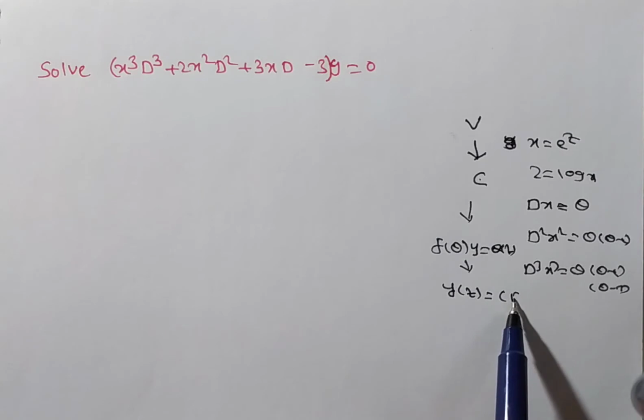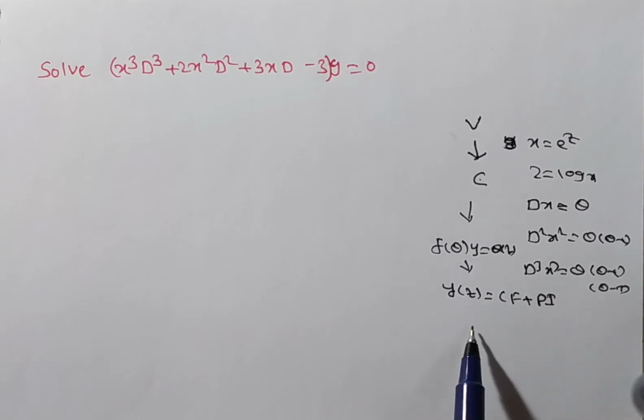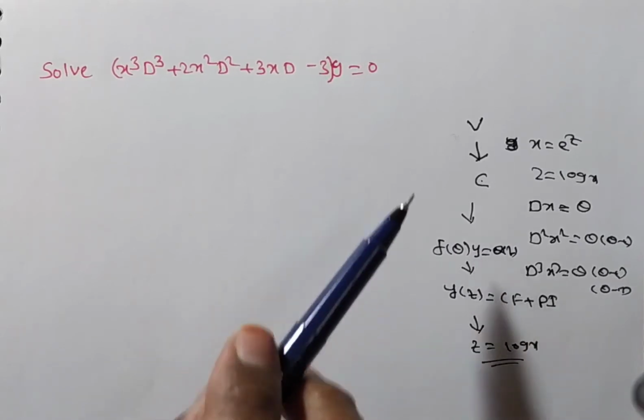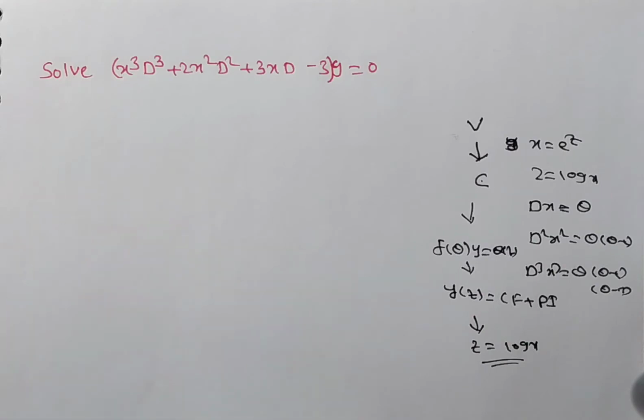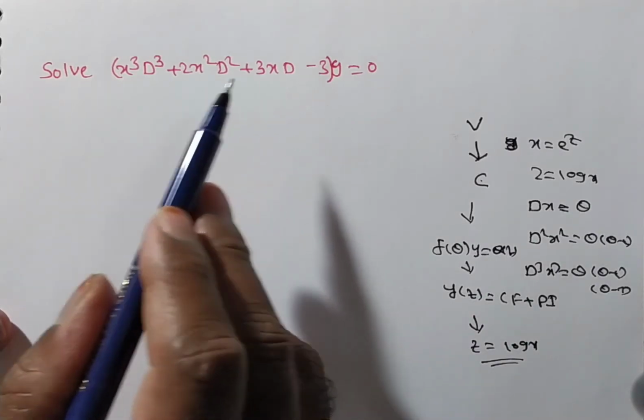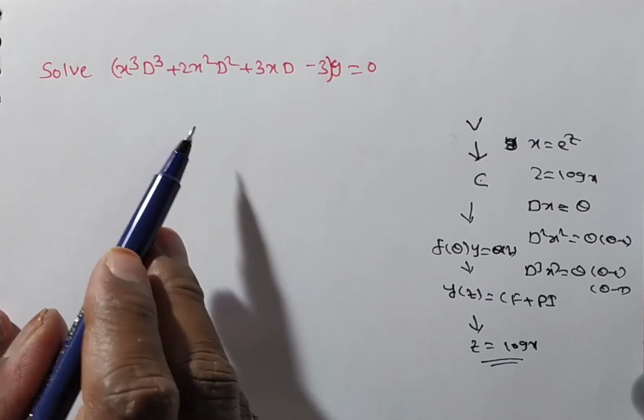Then the general solution is y(z) = complementary function plus particular integral. After finding this, we have to replace z by log x. Then you will get the general solution. These are the steps we have to do to solve this problem. Observe the given problem: if it is not given in operator form, we need to write it in operator form.